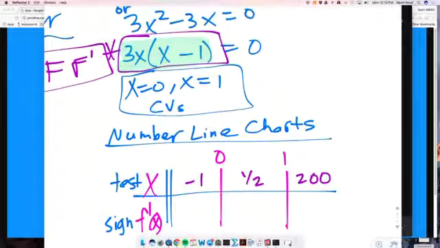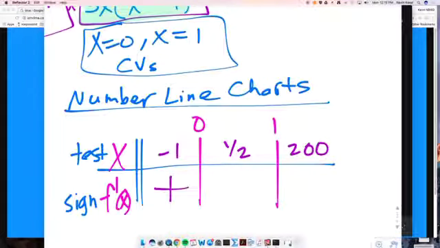If I plug in a -1 into the full-fledged factored form, I get -3, which is negative, times (-1 minus 1), which is negative. What's a negative times a negative? Positive. So down here, I'm just going to put a plus sign. Or you can write the word positive.